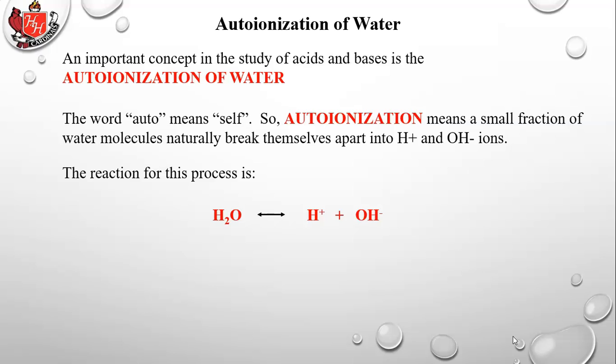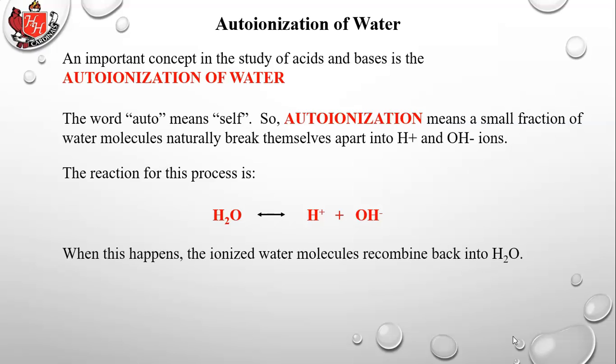So this is a very simple reaction. When this happens, the ionized water molecules recombine back into H2O. It's a very, very small number that do this at 25 degrees. And whenever you see one of these problems, anything with an acid base, it's always at 25 degrees, which is room temperature, unless they tell you otherwise. But it's virtually always going to be 25 degrees.